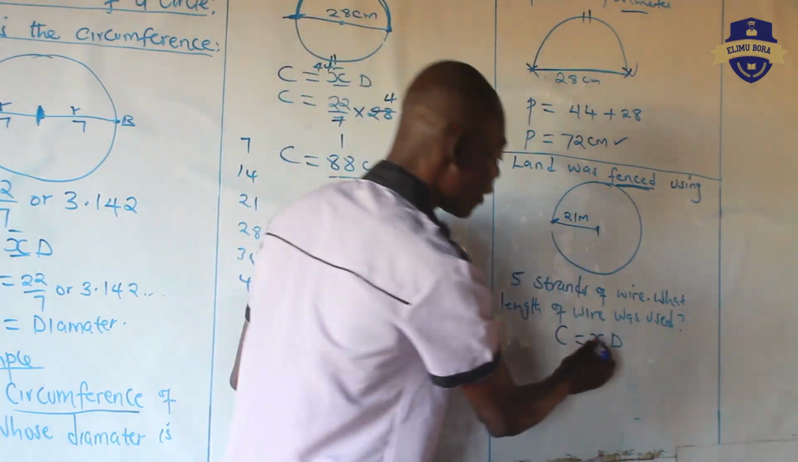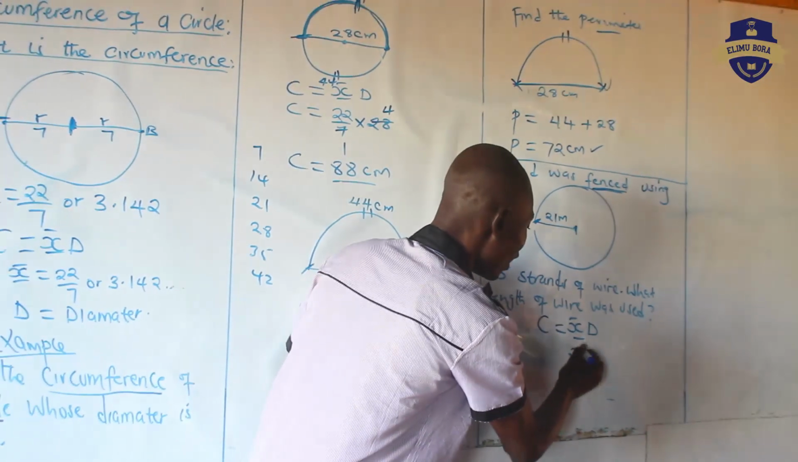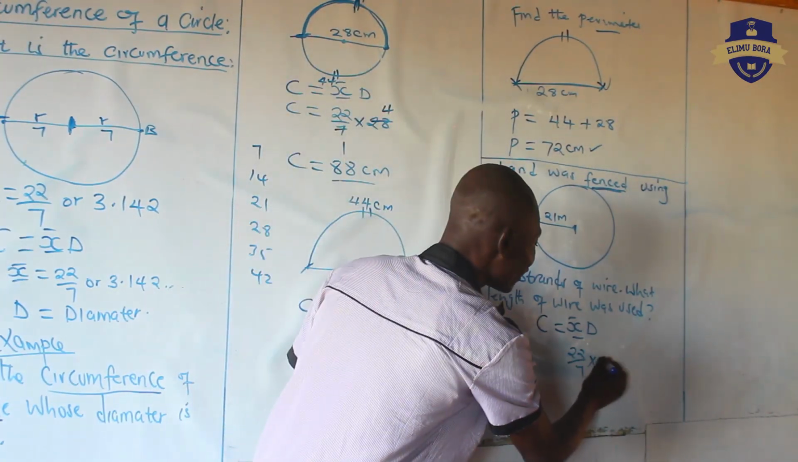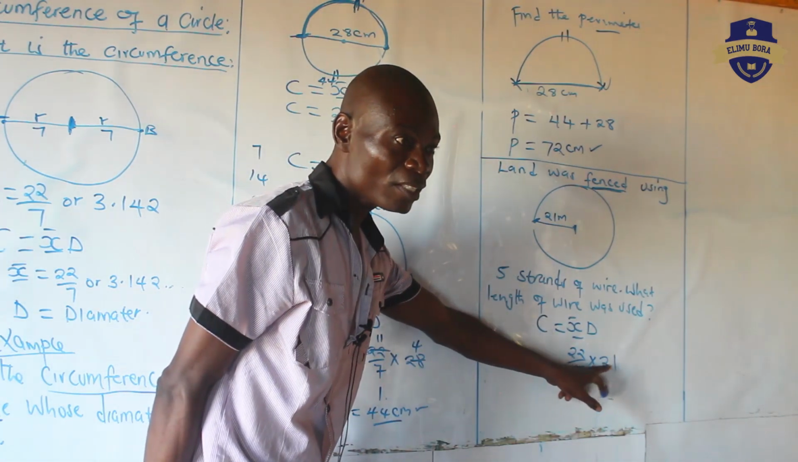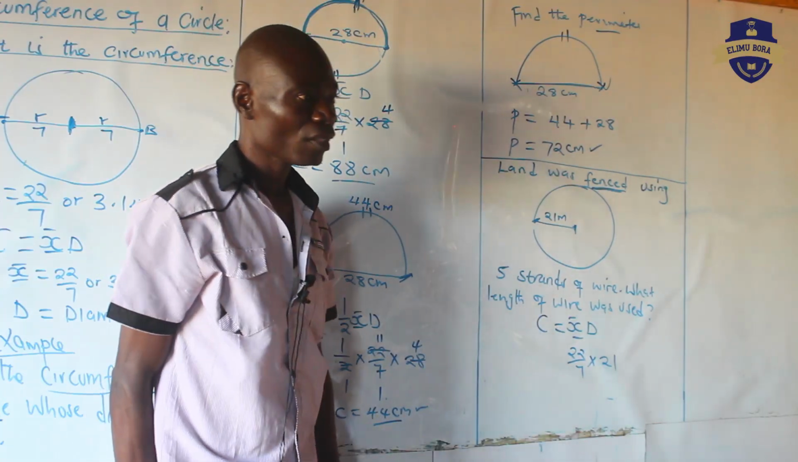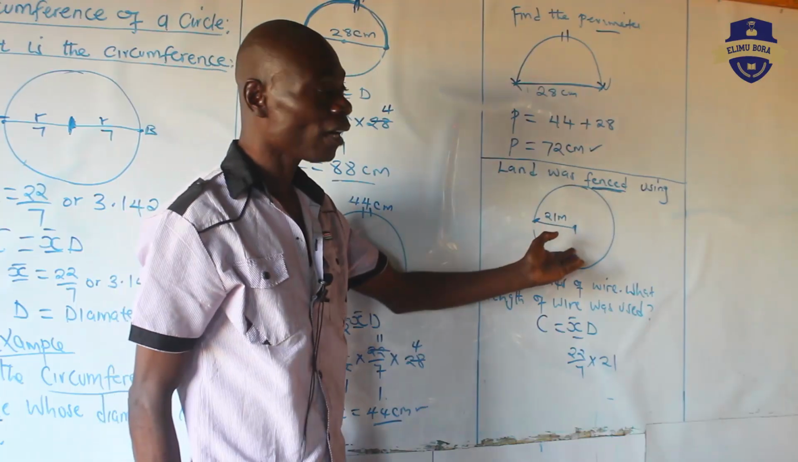Circumference is what? Pi d. So you have to take now 22 out of 7 times diameter. You will find some learners multiplying by 21. Is it correct? Why not 21?